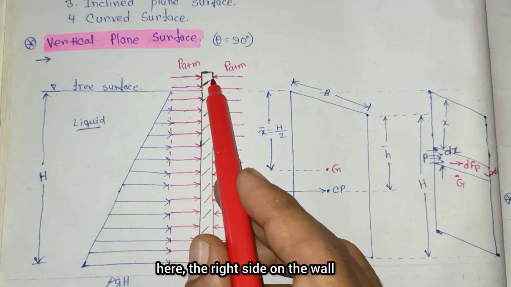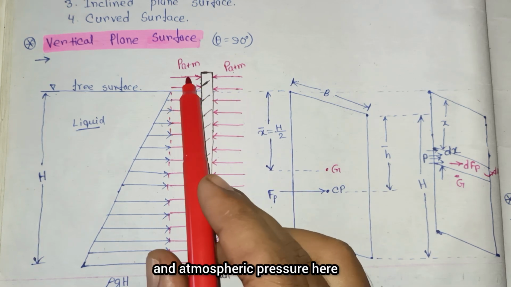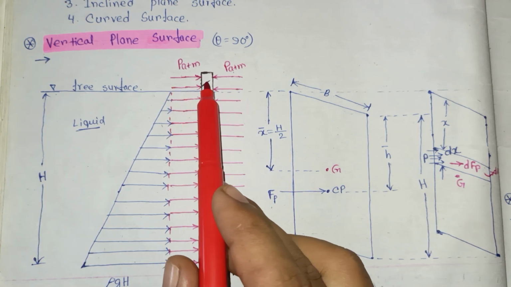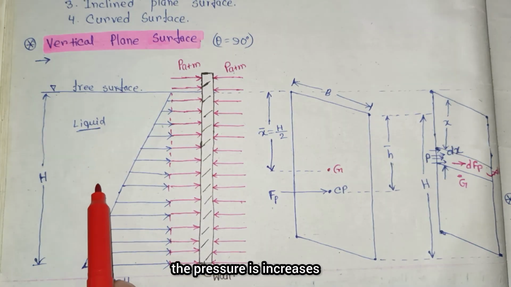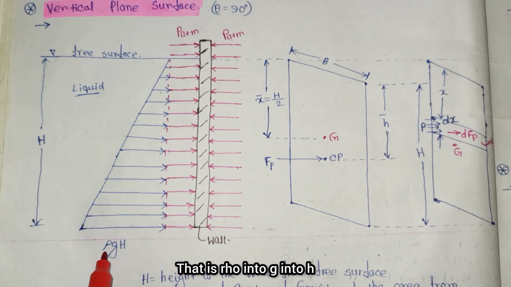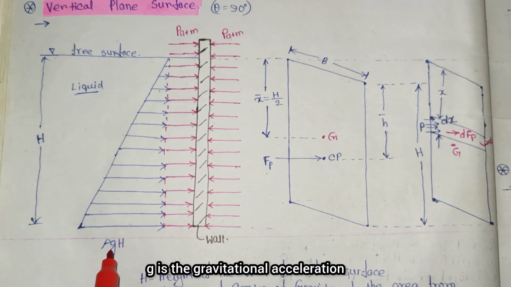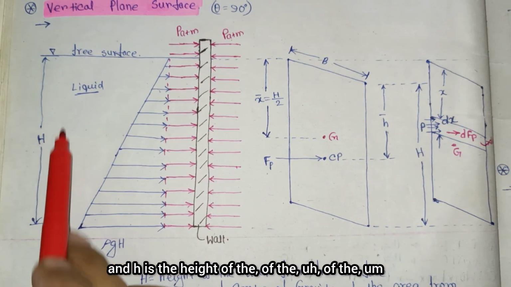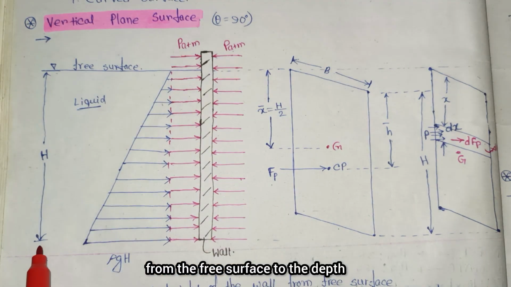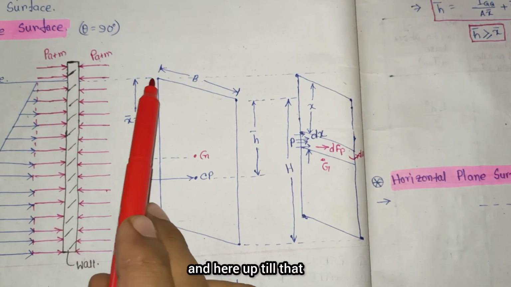Now on the right side of the wall there is atmospheric pressure acting, and atmospheric pressure on the left side of the wall too. If you go down, the pressure increases, and here the pressure will be maximum. What is the pressure? It is rho into g into h. Rho is the density, g is the gravitational acceleration, and h is the height from the free surface to the depth.